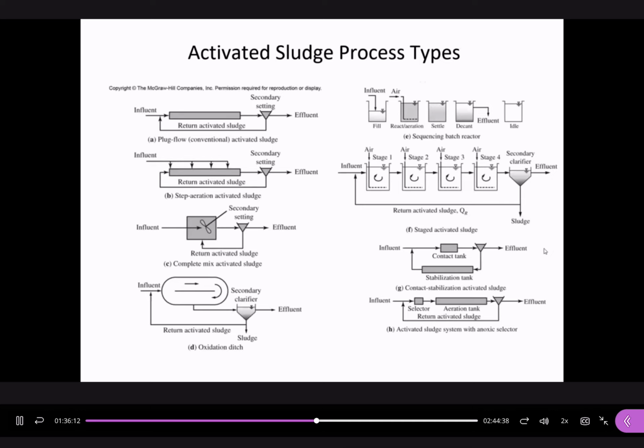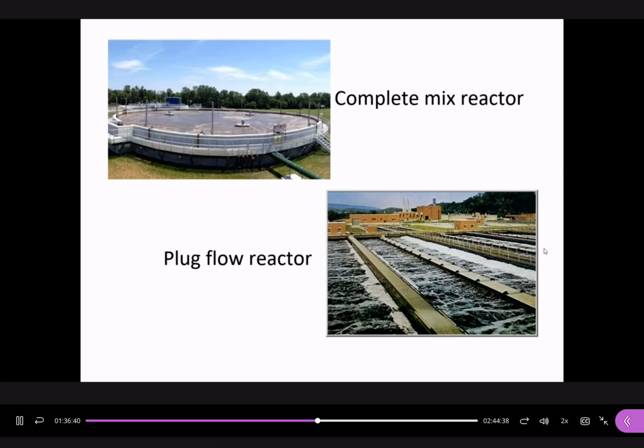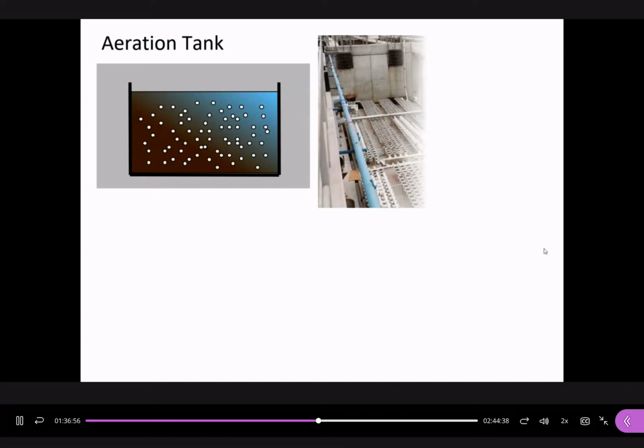And this one is multiple well mixed tanks in series, still continuous flow. And this one you have two tanks: one is a contact tank, and the other is a stabilization tank. And this one you have a selector. We will introduce more details regarding the variations of these tanks. The most common you will see are the complete mixed reactor and the plug flow reactor. These two are the most common ones.